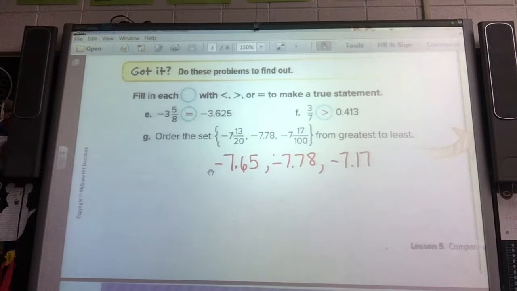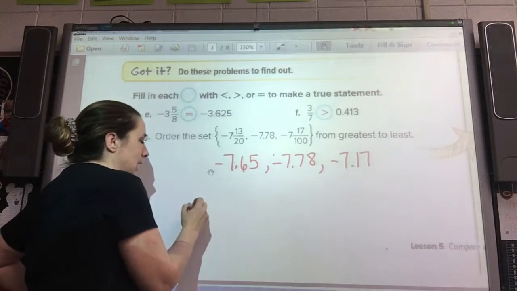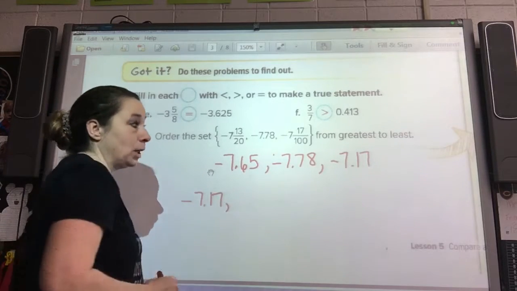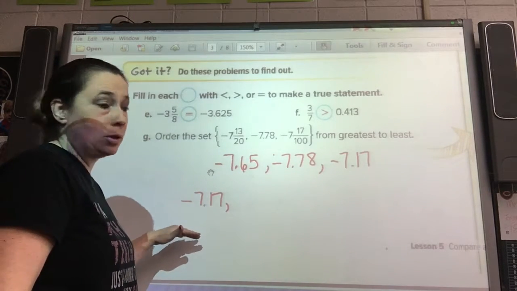So out of these numbers, which one would you rather owe? If you had to owe something, which one would you rather owe? $7.65, $7.78, $7.17. If you said 7.17, that is correct. So negative 7.17 is actually the greatest number because it's owing the least.